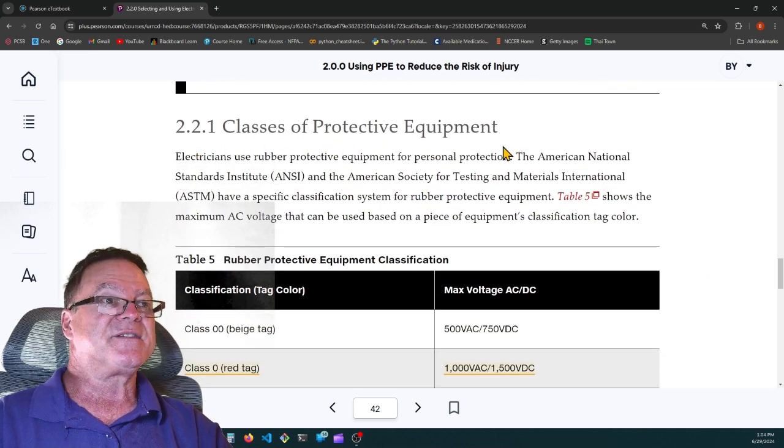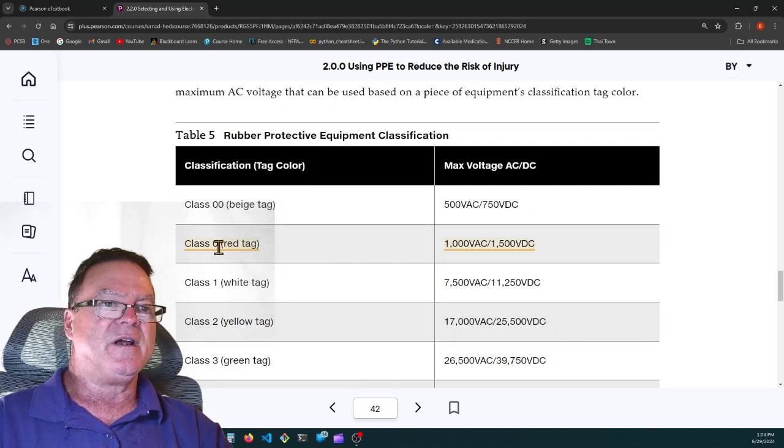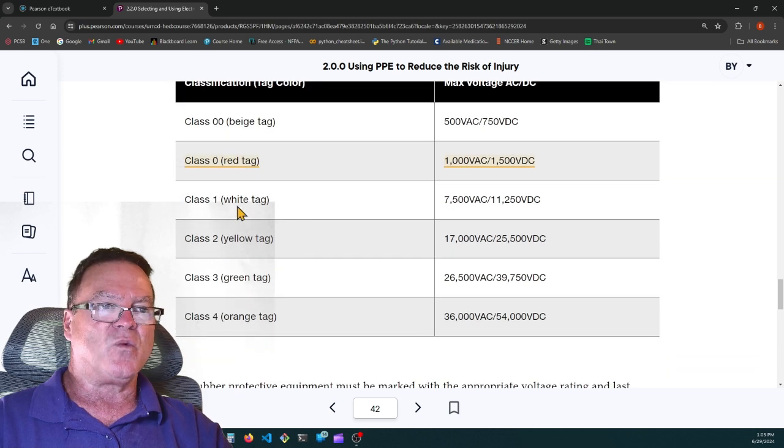2.2.1 Classes of protective equipment. Basically, Class 0 has a red tag. It's good for 1,000 volts AC or 1,500 volts DC. Class 1 is a white tag. Class 2 is a yellow tag. Class 3 is a green tag. Class 4 is the highest rating. It's an orange tag. It's good for up to 36,000 volts AC.